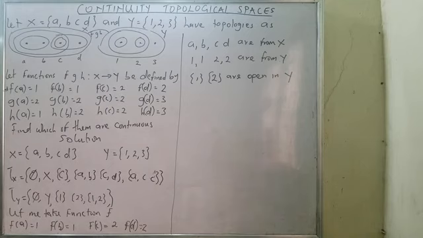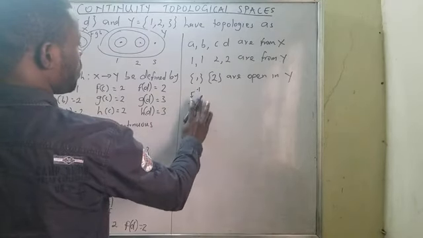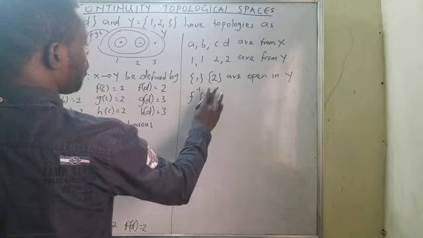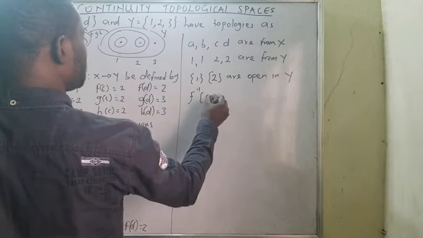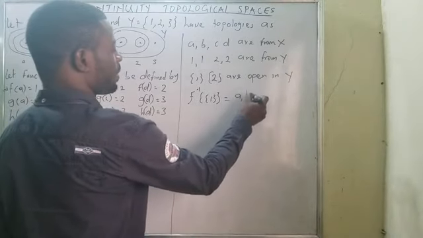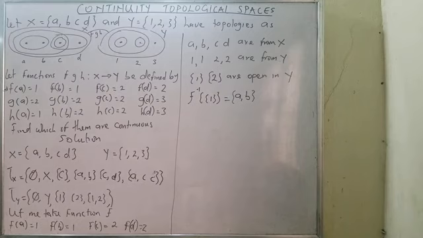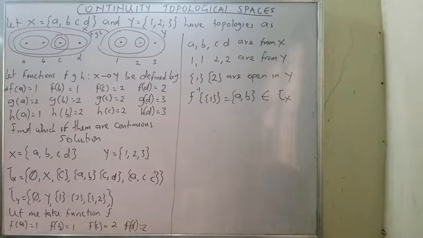What else will I need to do? It means the pre-image of A and B, it means the function inverse of {1}, sorry, it will be equal to what? {A, B}. Now, it will be equal to {A, B}, which A and B are in X. A and B are in X. Can you see? They are in X.